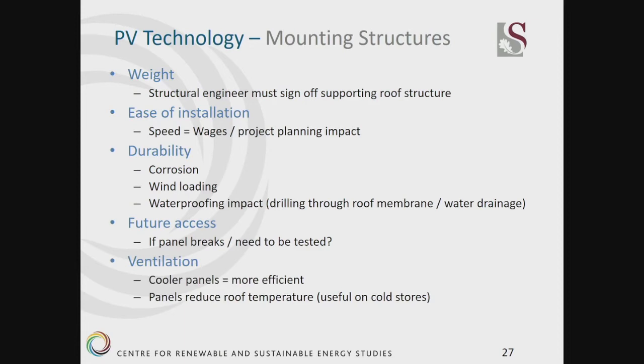Ventilation is an important thing. So the cooler the panels, the more efficient they are. We just saw that the higher temperature decreases the power output. So it's important not to install the panels flat on the roof, but that there is some space between the roof and the panels for proper ventilation. And then obviously cost. You won't take a very, very expensive structure when you can do everything with the same quality, durability, and weight if you can have it at a lower cost.